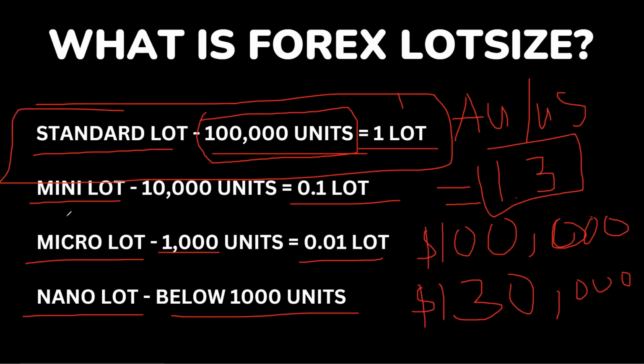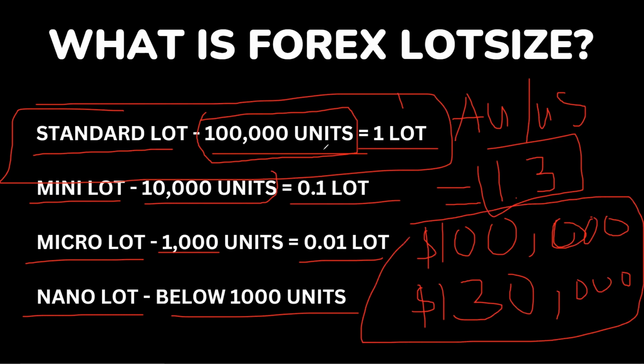This is for the lot size. So if you're buying a mini lot of 10,000 units, then that will be a 0.1 lot. If it's a micro, if it's 1,000 units, that's a micro lot. So that will be 0.01 lots, right? So that's basically how it is. It's basically the exchange and also the size of the trade that you want to place, right? So that's basically how lot size works.